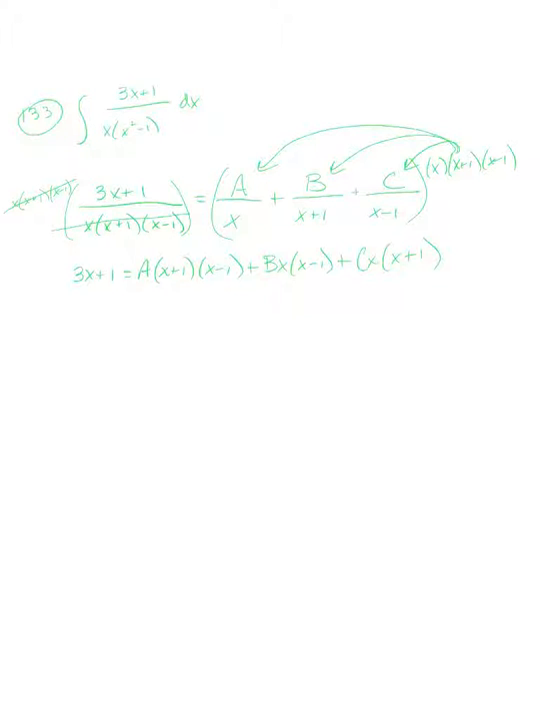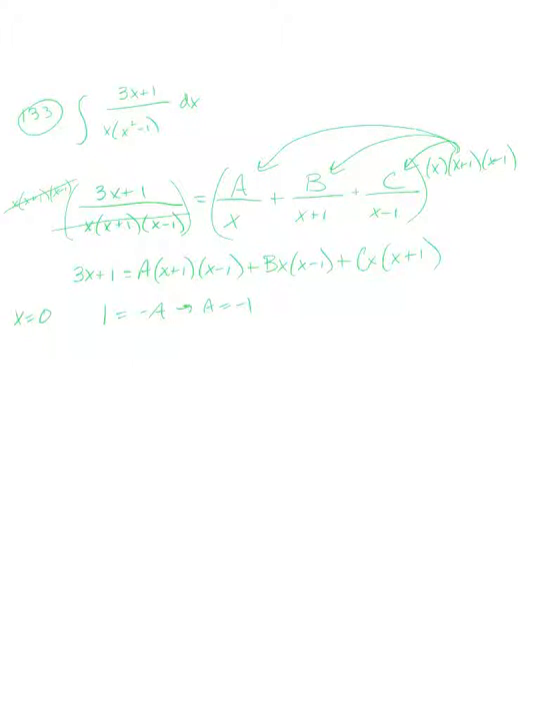Choose some convenient values for x to plug in, because this equation has to be true for all x's. So I'm going to plug in 0 first, so this becomes 1 equals negative a, and the other two terms go away because I'm putting in 0 for x. So that means that a is negative 1.